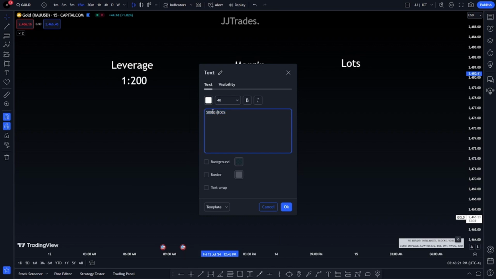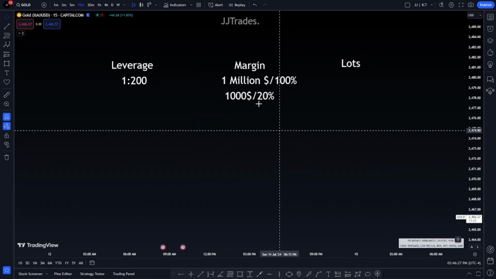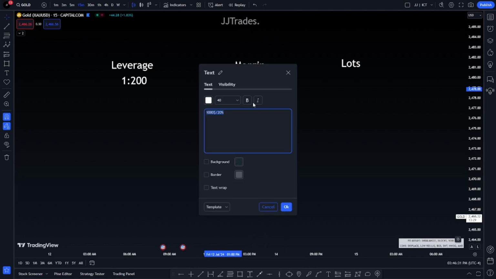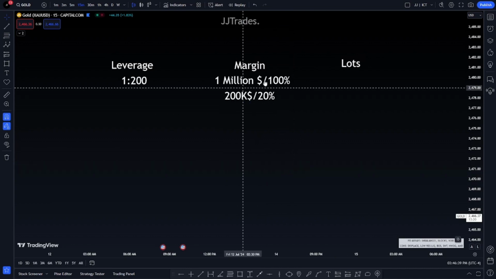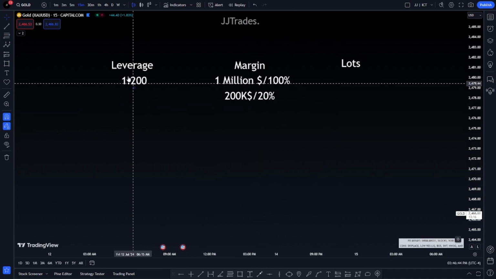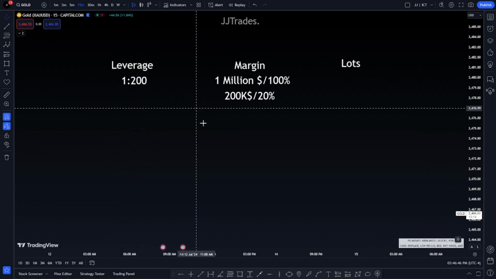So if we adjust this to $1 million, that's 100% of your margin. That's all the margin you have. And what's 20% of $1 million? 20% of $1 million is 200K, correct? So let's put in 200K, and 200K would be 20% of your entire loaned margin.